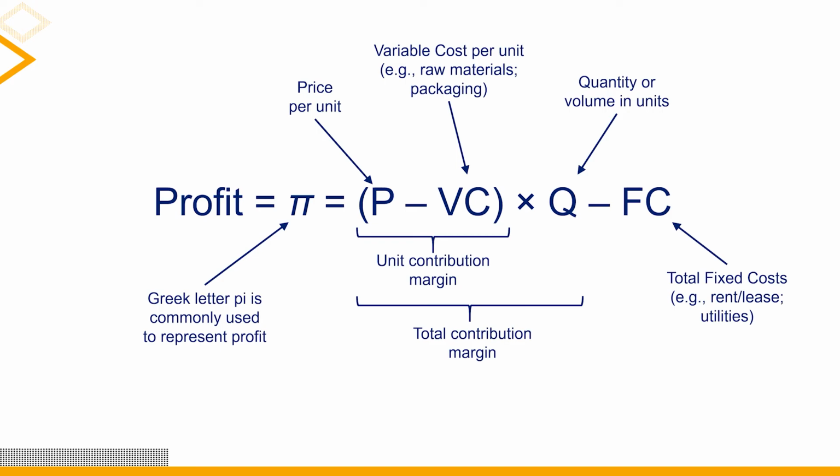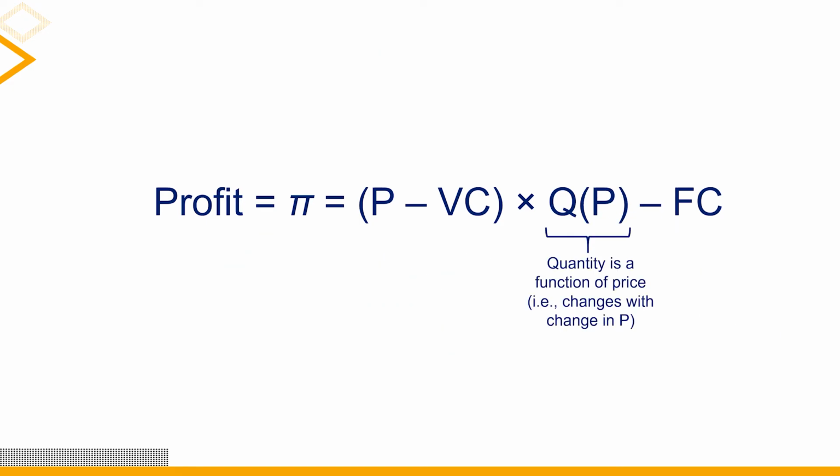Unit contribution margin is unit price less unit variable costs. Total contribution margin is unit contribution margin times quantity sold. Profit is total contribution margin less fixed costs. The quantity we can sell will vary with price, so let's denote that quantity as a function of price.